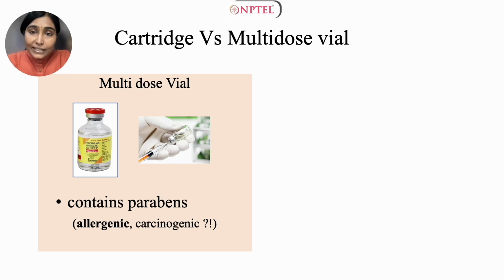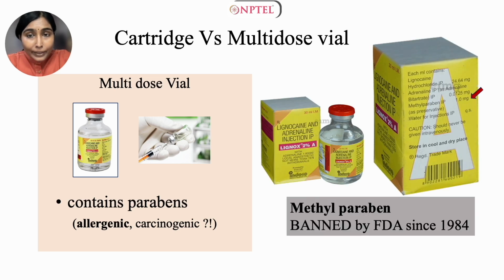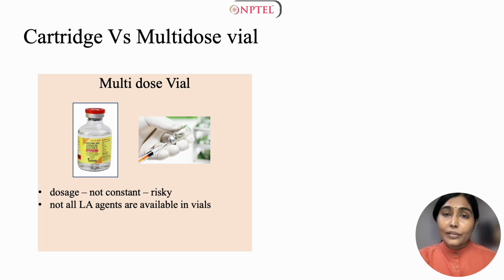The next important aspect is about the presence of methyl-paraben in these vials. Methyl-paraben is an established allergen. But here comes the most interesting fact. Did you know that methyl-paraben was banned by the FDA way back in 1984? But we use it quite frequently. This aspect definitely needs introspection. Apart from these, when you use a multi-dose vial, there is always a possibility of loading more than what is necessary because it is manual and hence one needs to be cautious.